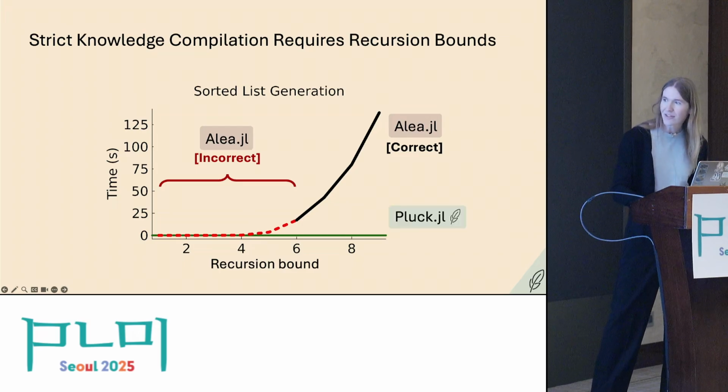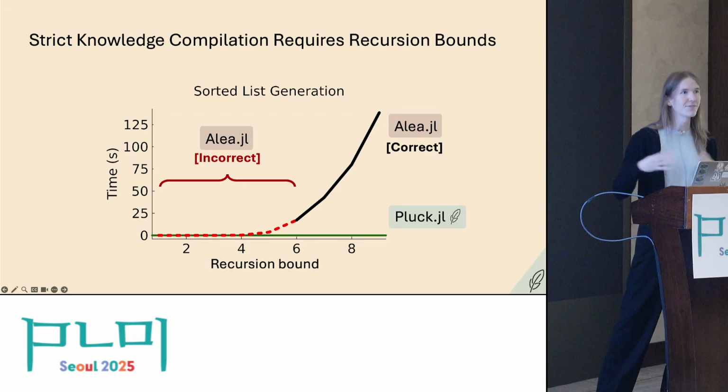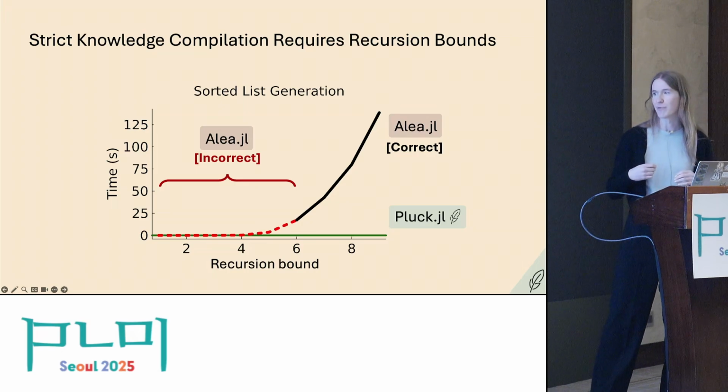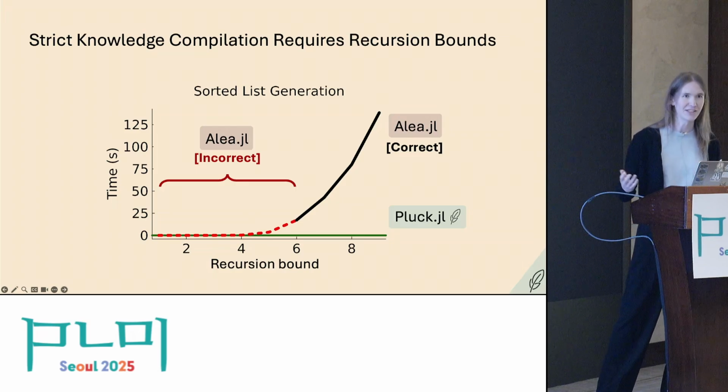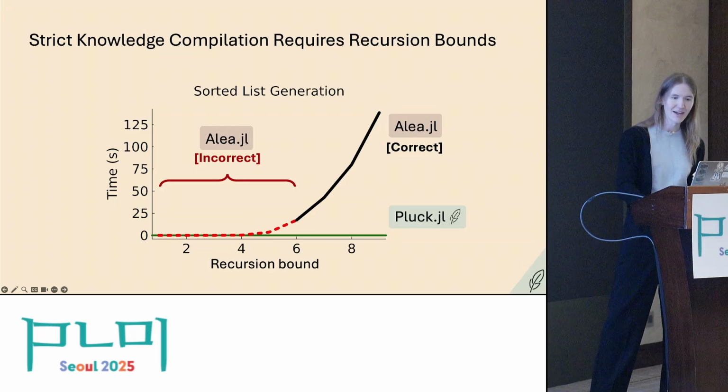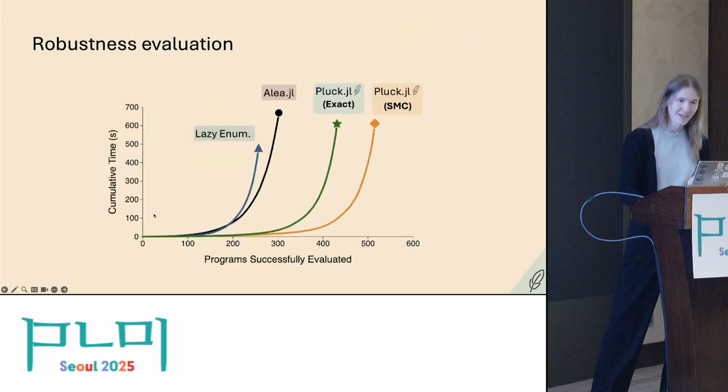And in contrast, something like Pluck is effectively inferring the bound for you as you go. You don't need to specify any bound. Laziness effectively unrolls the recursion just enough.